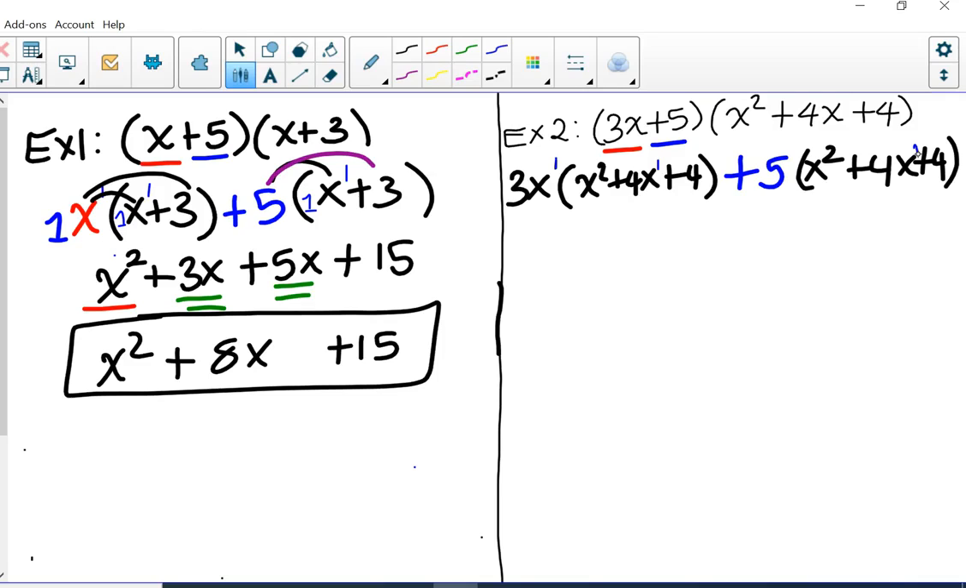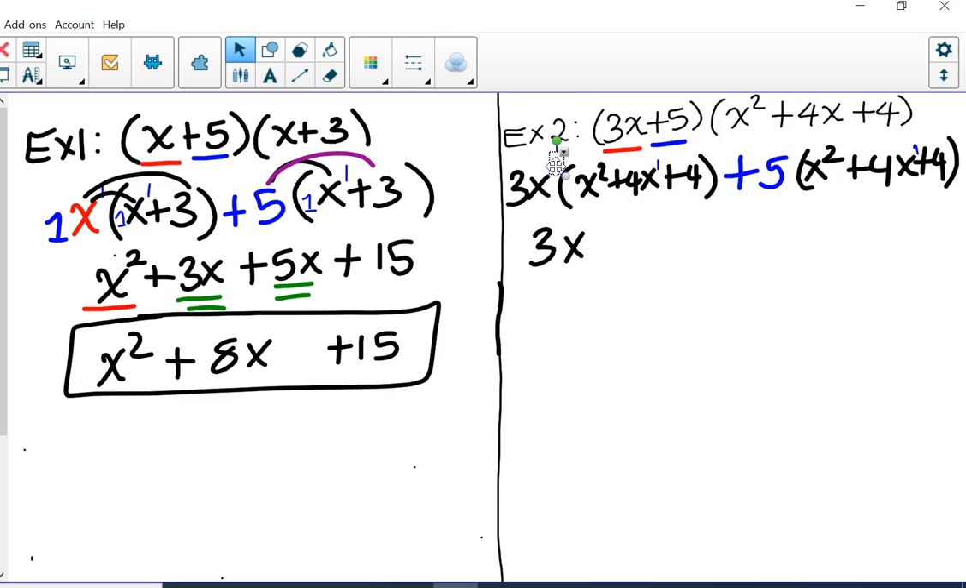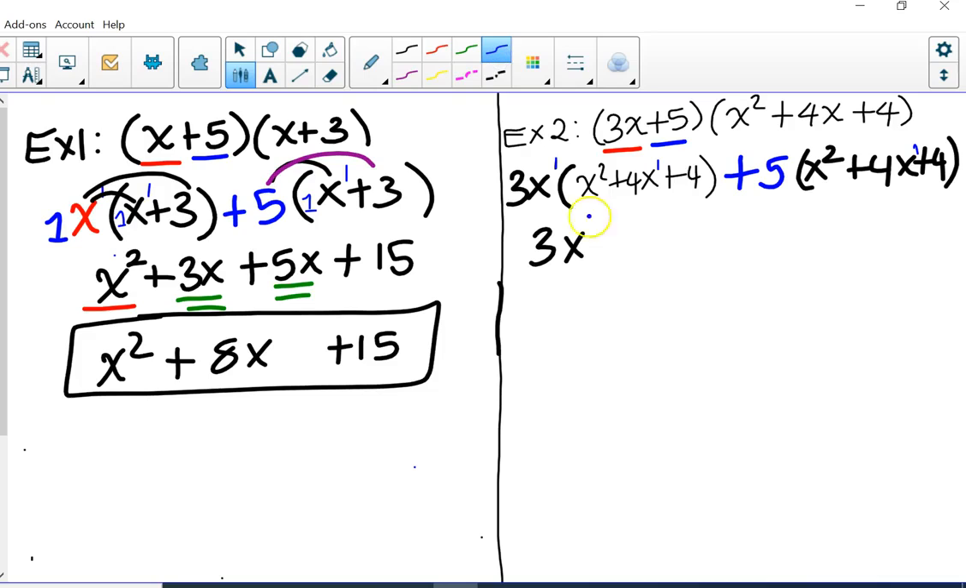Remember, you're multiplying the numbers in the front and adding your variable exponents. So 3x times x squared. In front of x squared, our coefficient is 1. So you would say 3 times 1, that would be 3. And then for x, you're adding the exponents. You're going to say 1 plus 2, which is 3. So 3x times x squared is 3x cubed.